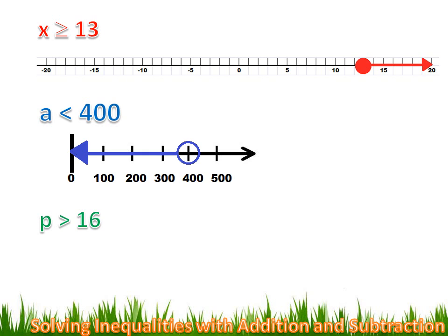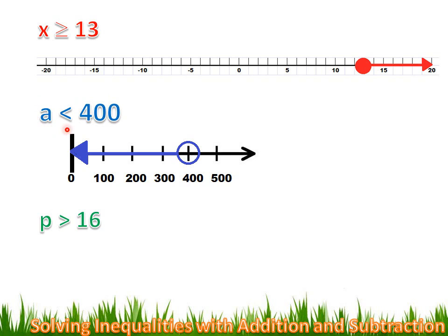What about A is less than 400? Well, again, I get a number line and I draw a circle around the 400. But I don't color it in because the 400 is not included. Up here, we've painted red over the number 13, and that means that 13 is part of this continuation of the numbers that's greater than 13. It's numbers 13 and greater than or equal to 13.